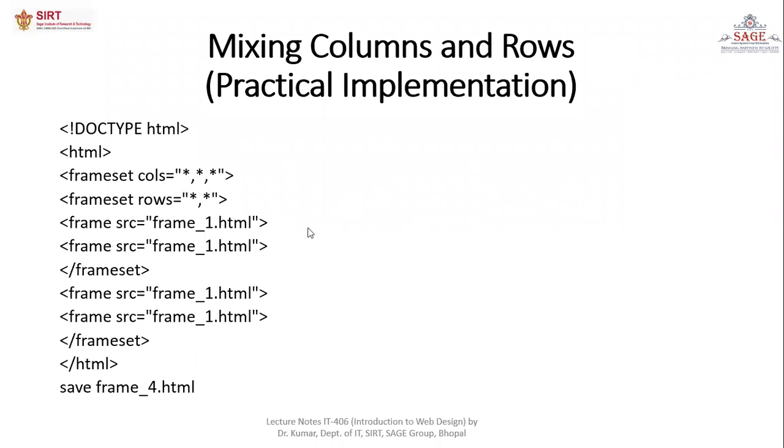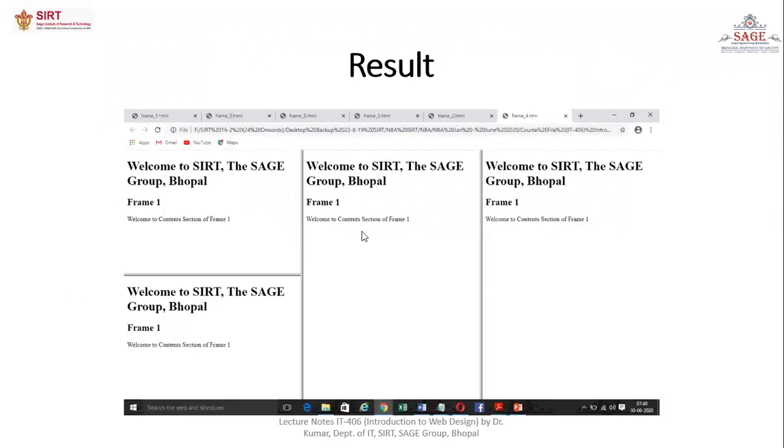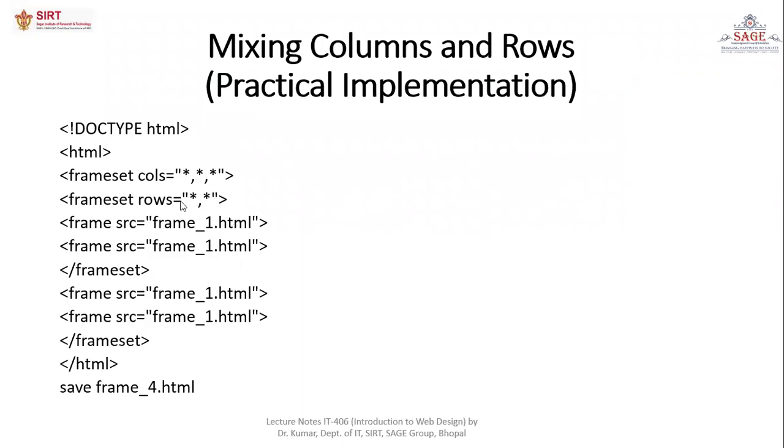I divide into 3 columns: 1, 2, 3. Okay. Now the frameset rows. Below this, the first column is divided into 2 rows. The first row will contain frame_one.html, and the second row will contain frame_one.html. I take the same file for your convenience, and here I close the frameset.